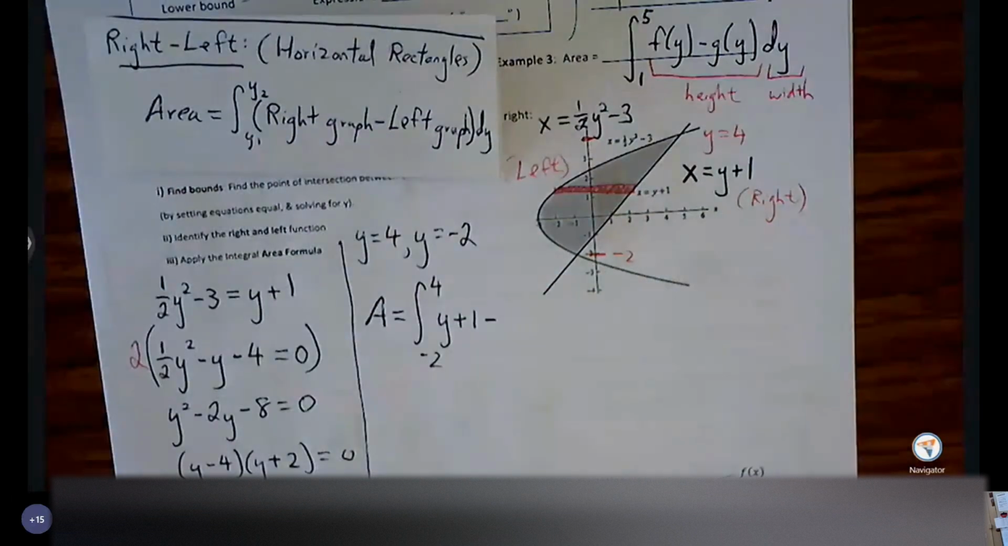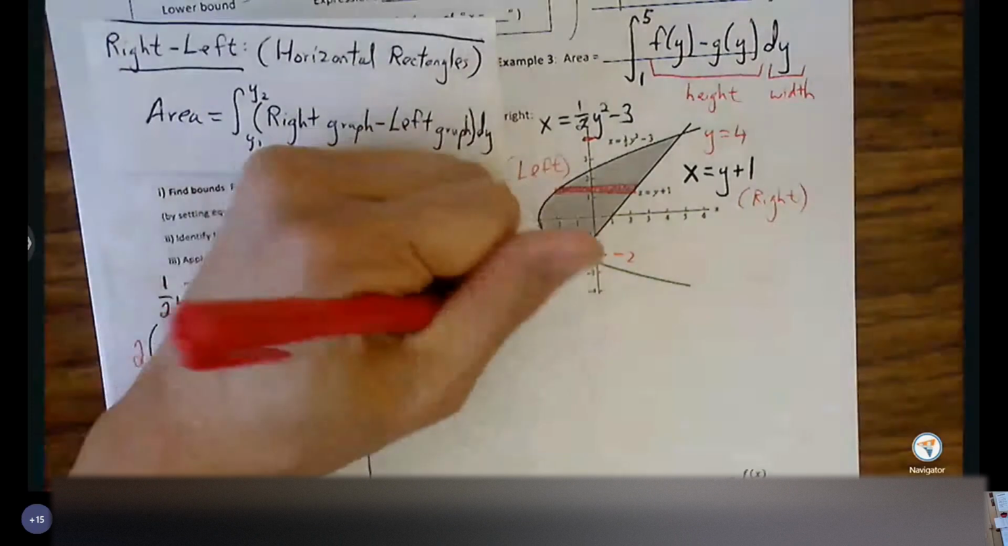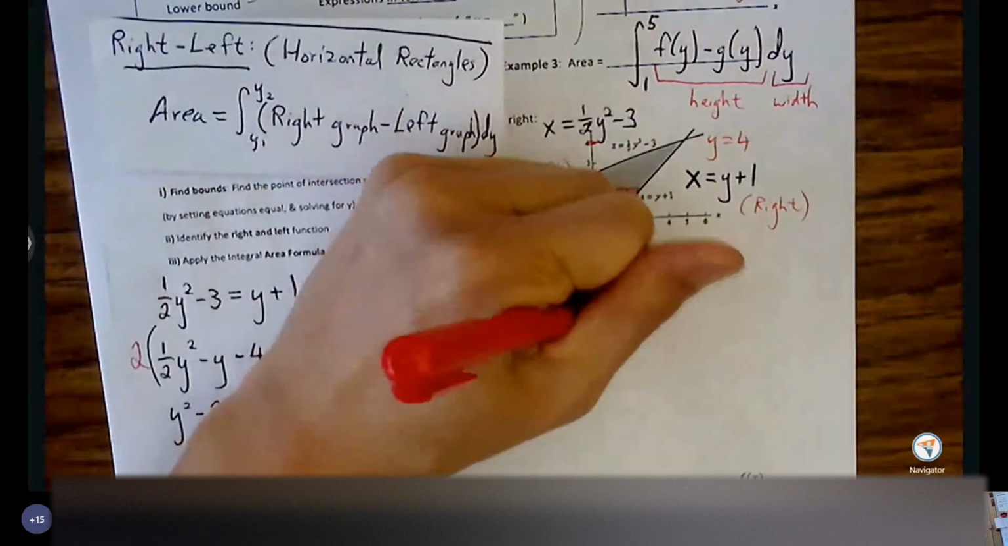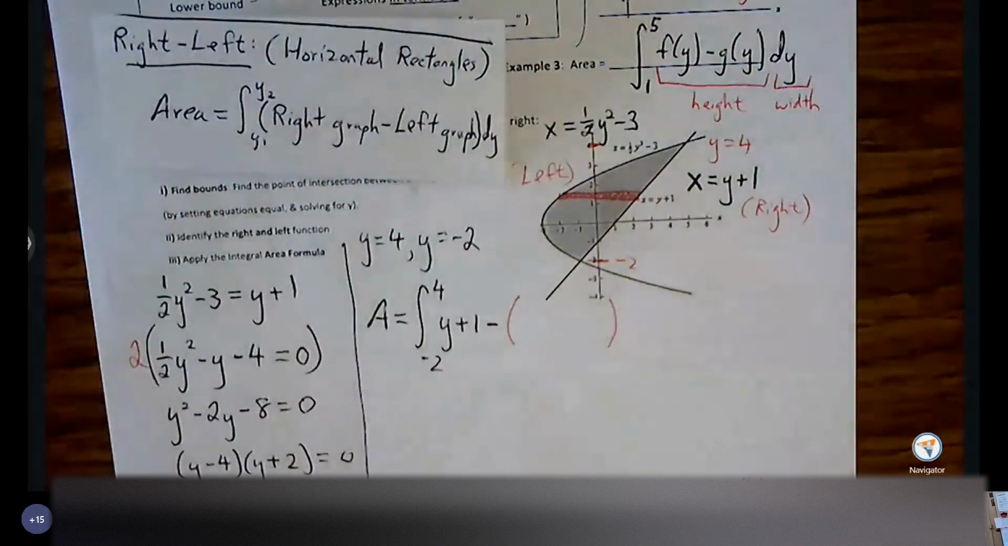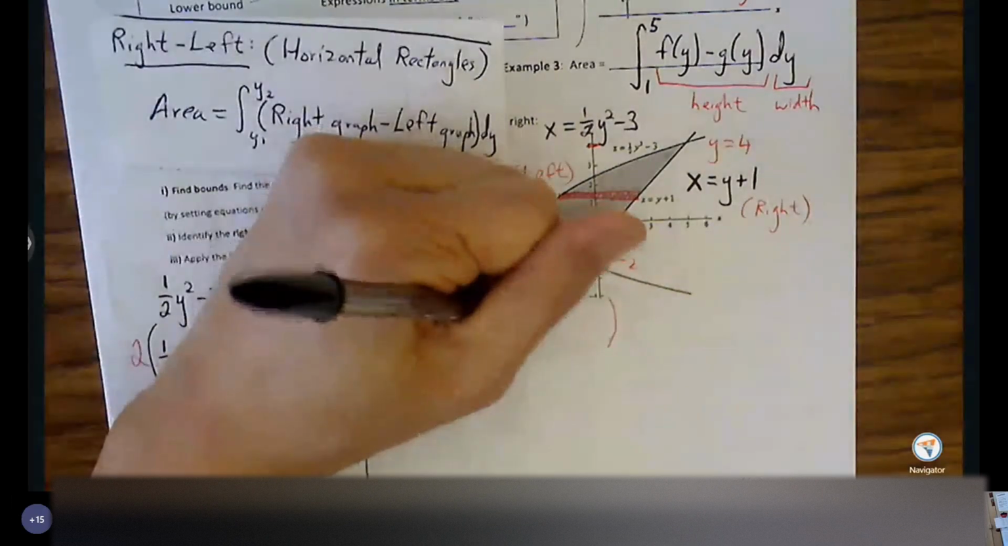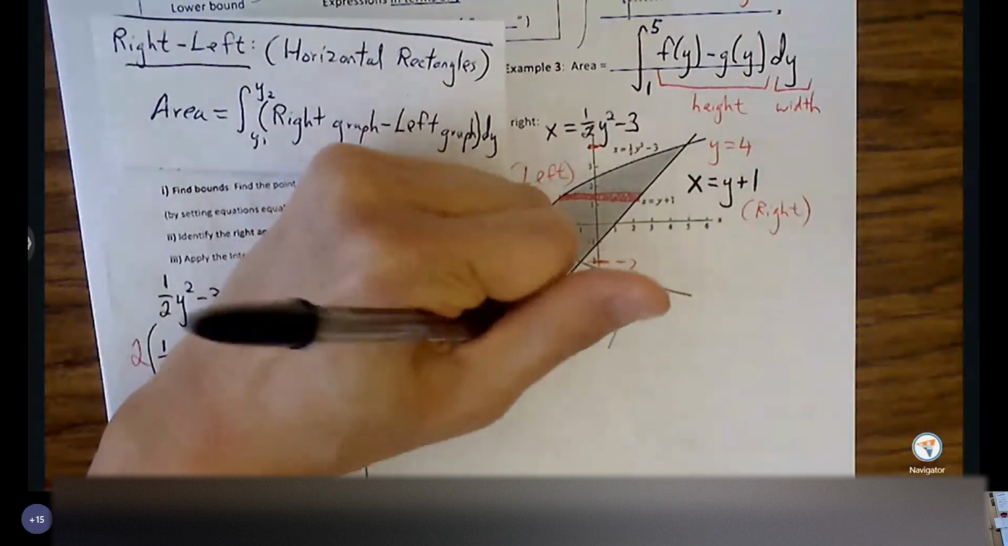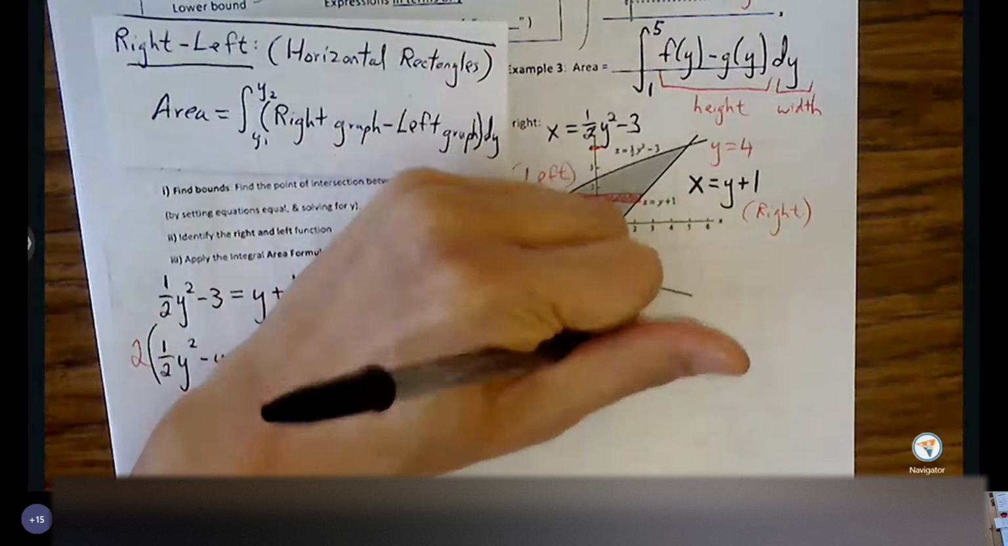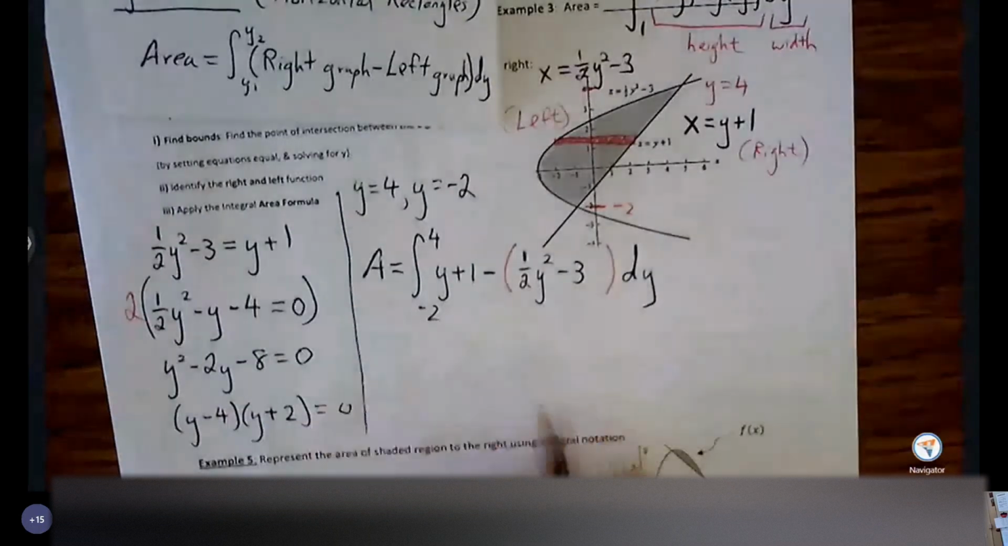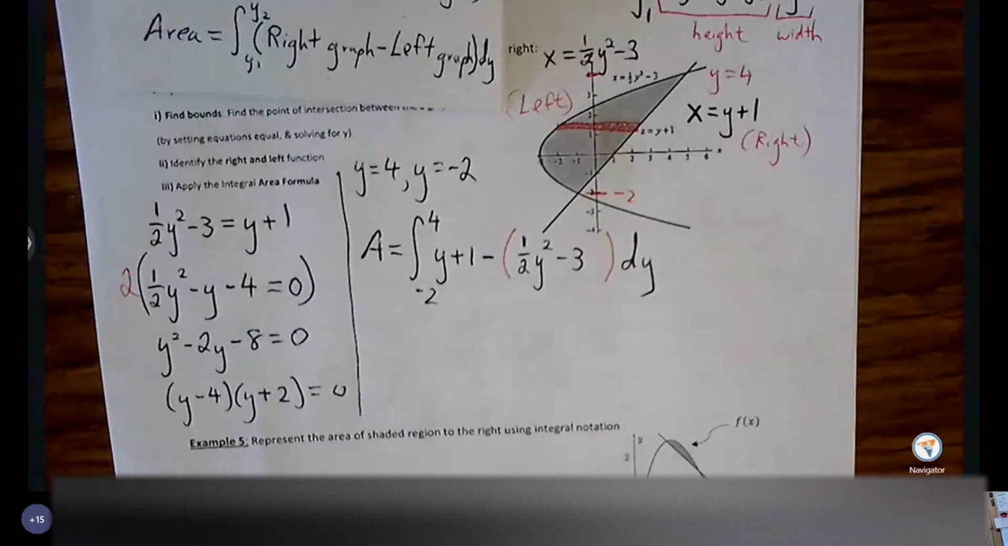Minus, now we definitely need the what? Parentheses. Yeah, if we don't have parentheses here, it's going to throw off your answer. But hopefully we can just have that habit of always including a set of parentheses for that bottom function or for that left function. Okay, so our left graph is the 1/2 y squared minus 3. Make sure you finish off your notation by indicating the dy.